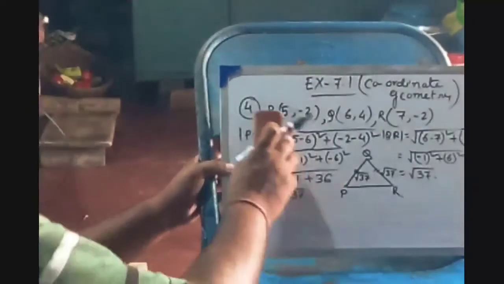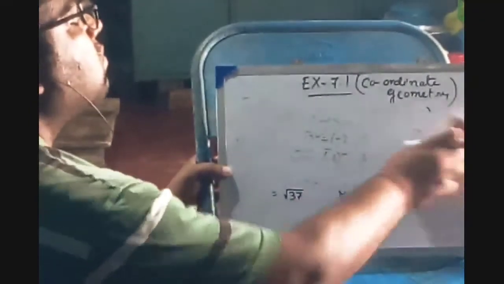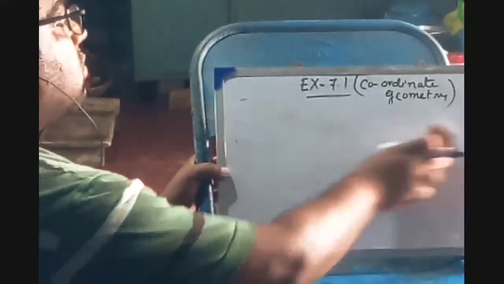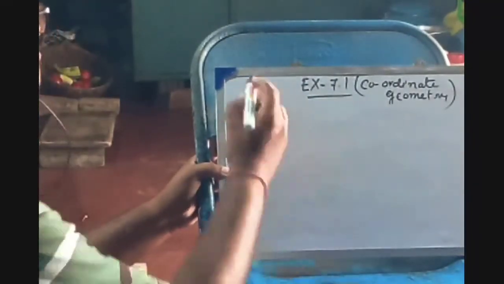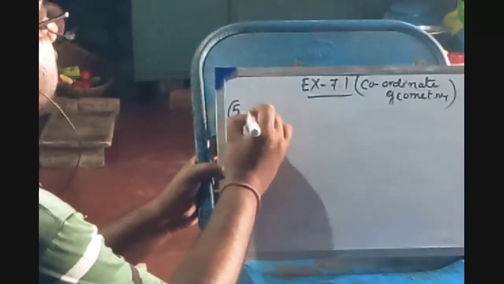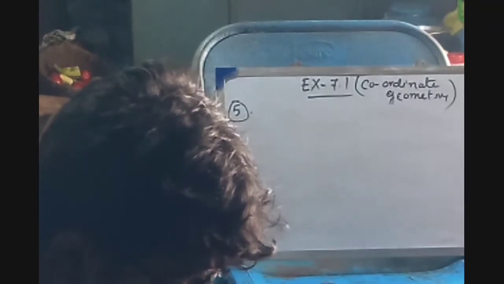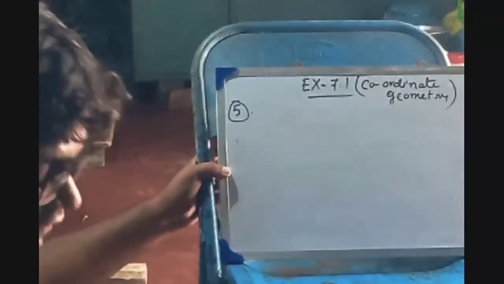Now, in question number 5, it is given that in a classroom 4 friends are seated at points A, B, C and D as shown in the figure. So here one figure is given.